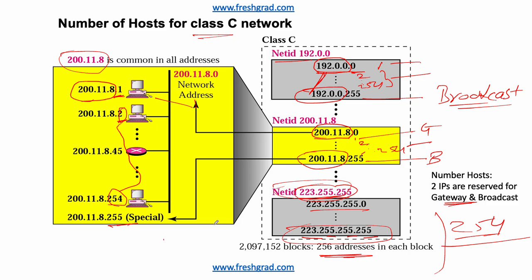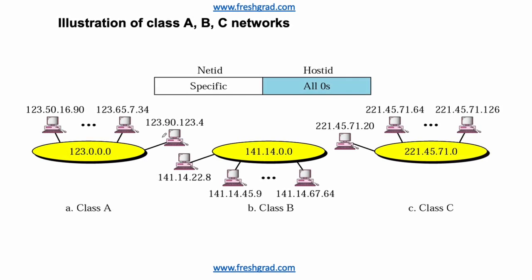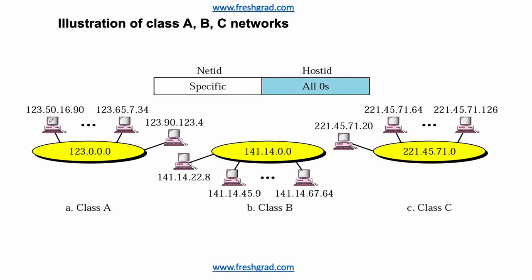Now let's take a look at all of them together, right? How class A, B, C look. So in a class A address, the first part is our network ID, right? And in class B you can have 2 digits, 141.14, this is your network ID. And class C, 3 digits, right?